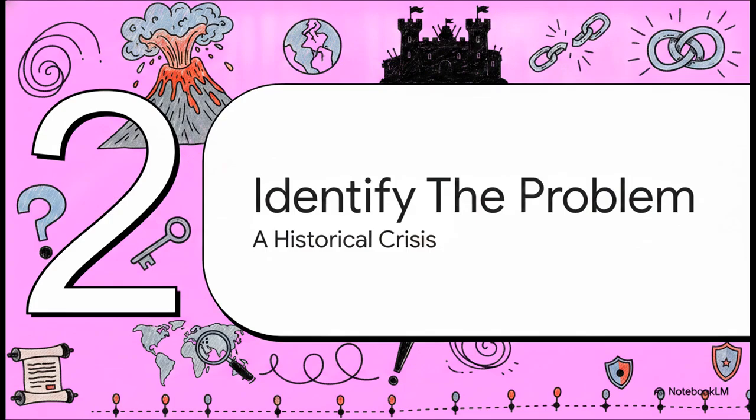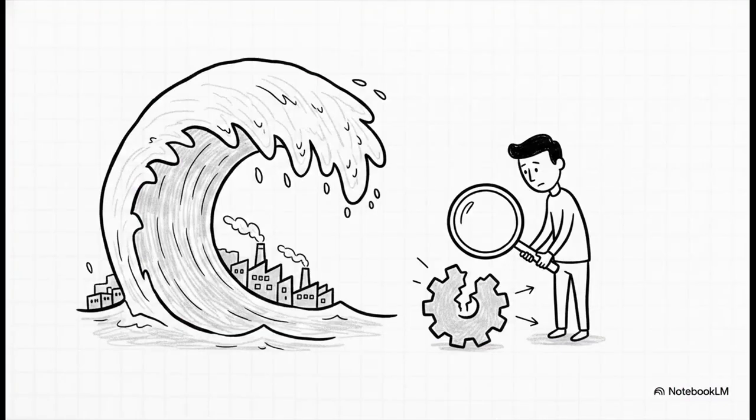Moving on to Section 2. Step 1. Identify the problem. And we're looking at tackling a high-stakes historical crisis. Okay, so let's see what the very first step of our toolkit actually looks like in the wild. Identifying the problem. We're going to jump into a super high-stakes historical crisis to see how this works.